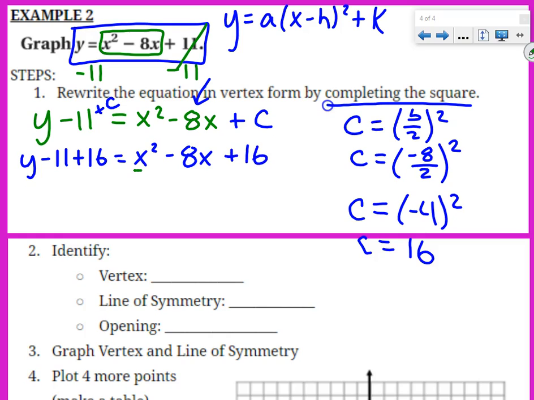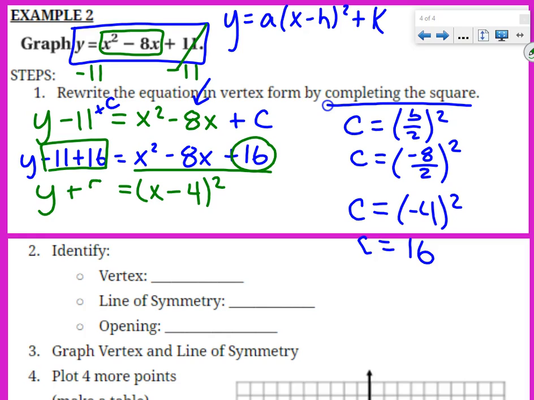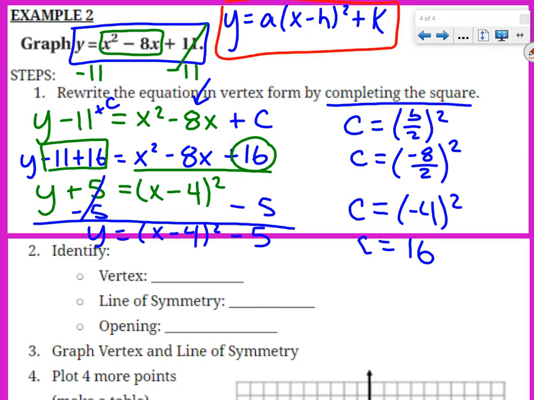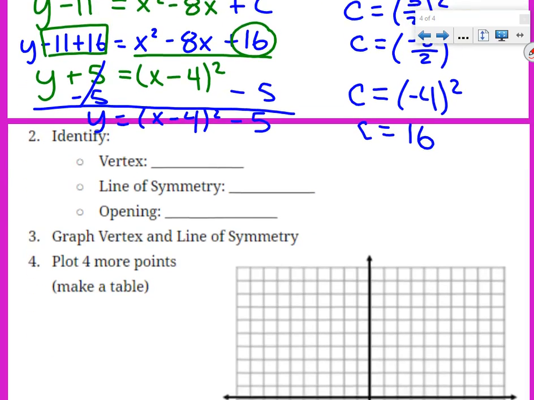Then this is a perfect square trinomial. So it factors into x minus the square root of 16, which is 4, squared equals y negative 11 plus 16, which is 5. All right, then we just want to get that y all by itself again. So we want to do minus 5 on both sides. And we get our equation y equals x minus 4 squared minus 5, which is in this nice, pretty vertex form. So now we can graph it.